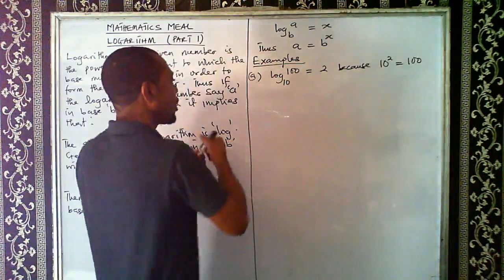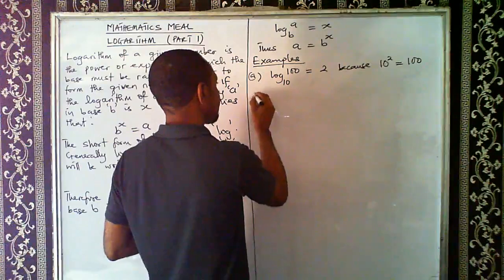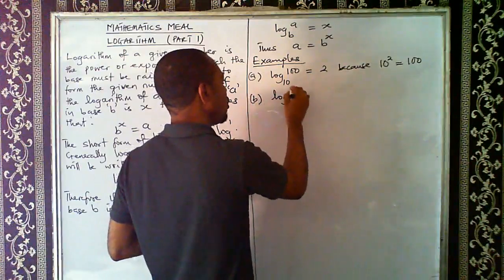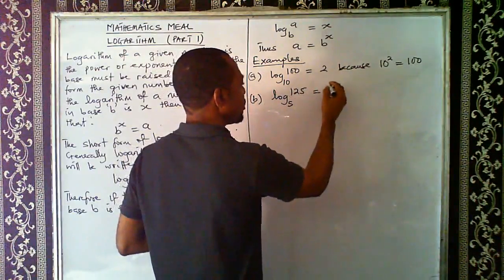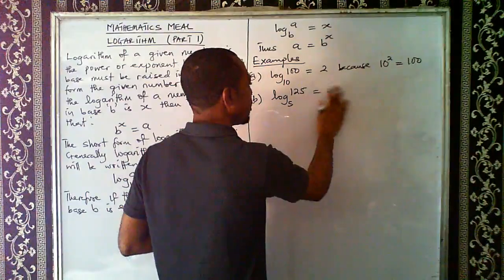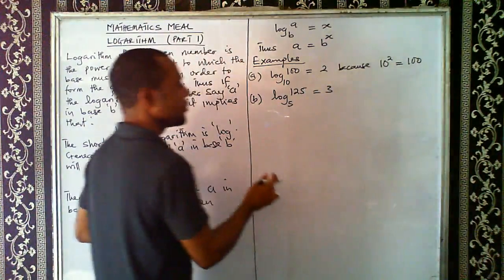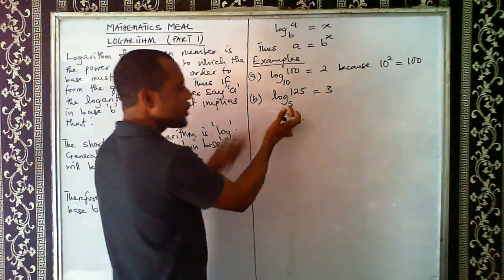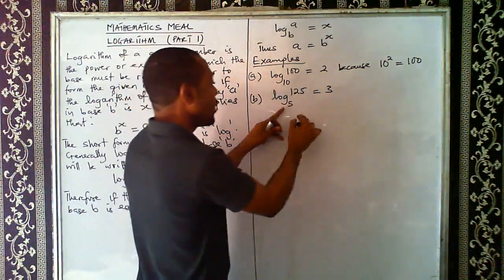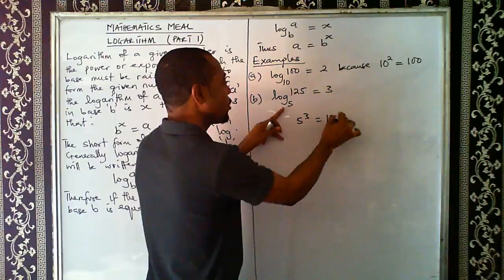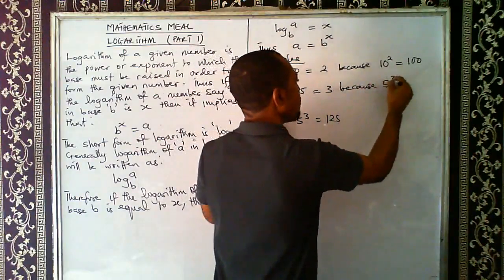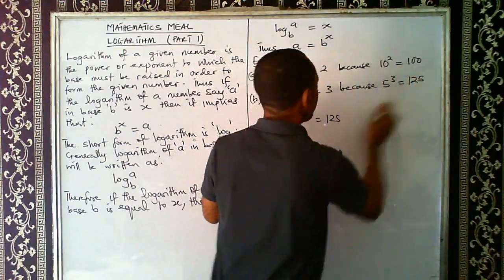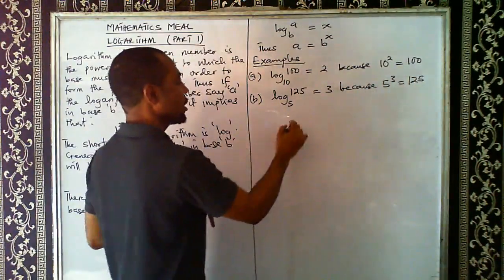So if we go further, we can also say that log 125 in base 5 will give us what? Will give us 3. Sorry. Because when 3 becomes the power of 5, we form 125. 5 raised to power 3 will give us 125.